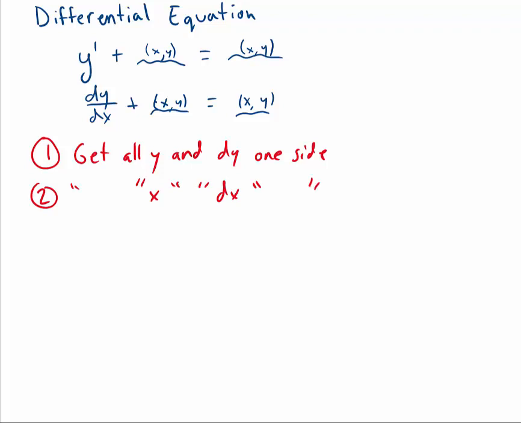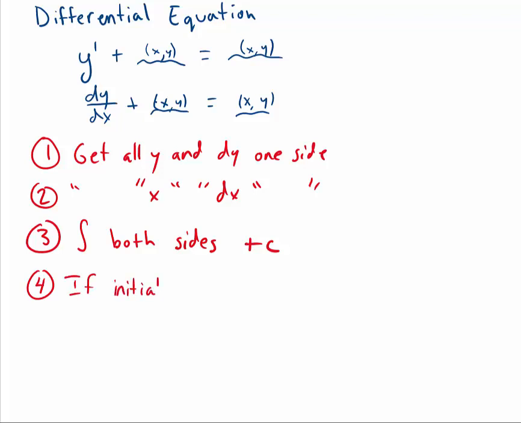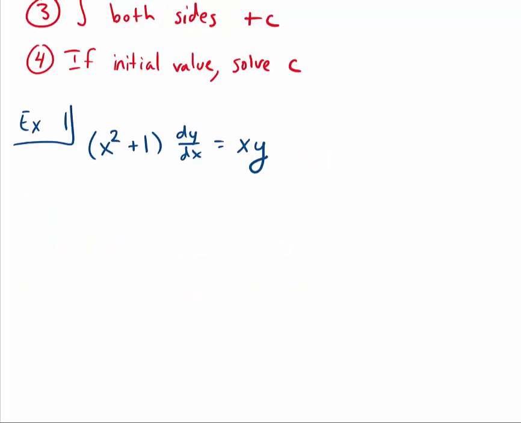And since we have a dy and a dx, then the third step would be to integrate both sides. And don't forget about the plus c because there's no endpoints. And step 4, which is kind of optional, it really just depends, would be if they give you an initial value. So they give you some y and x value, then you solve for c. If they don't, then we just have our answer. So we'll do a couple examples.